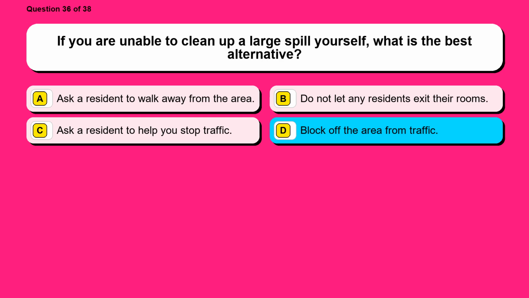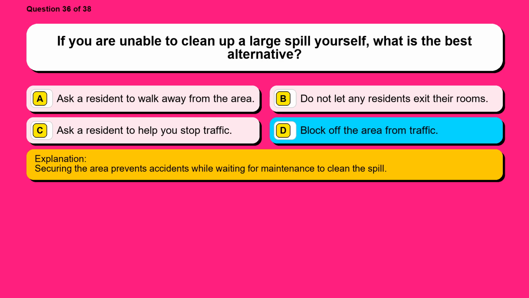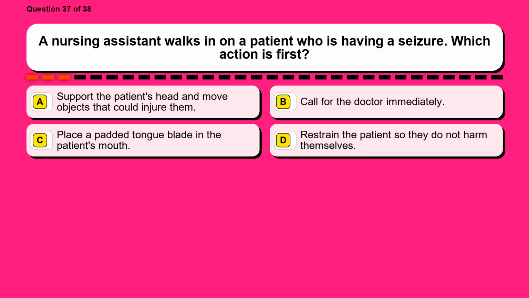The correct answer is option D, block off the area from traffic. Securing the area prevents accidents while waiting for maintenance to clean the spill. Question 37. A nursing assistant walks in on a patient who is having a seizure. Which action is first? Option A.